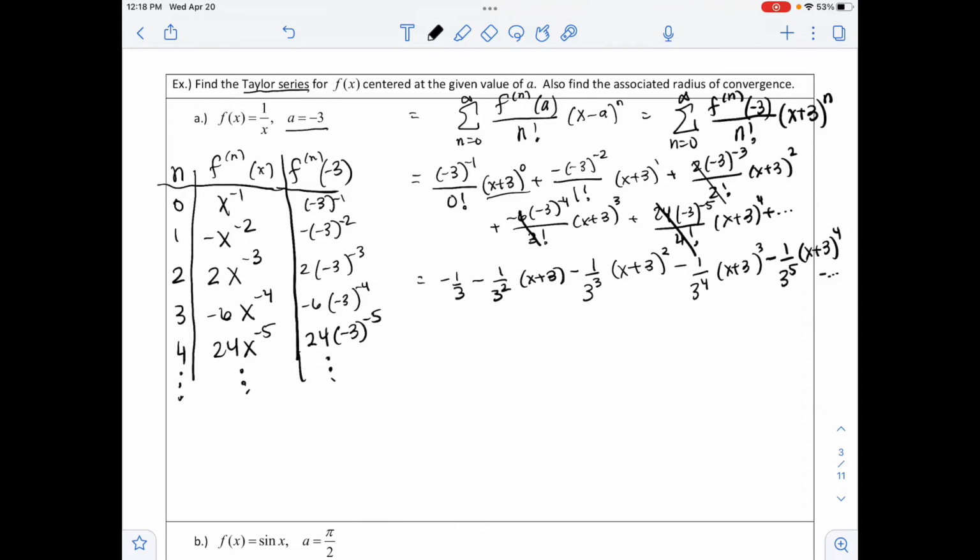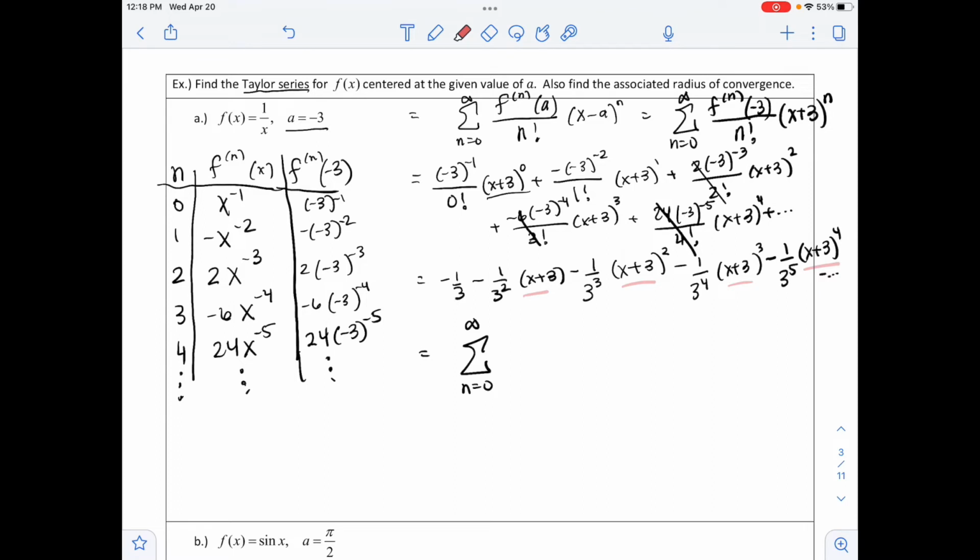And so let's see if we can rewrite this as a Taylor series. And so for my Taylor series, I'm going to say from n equals 0 to infinity. And what I notice is that everything is negative, and every single term does have an x plus 3 in it.